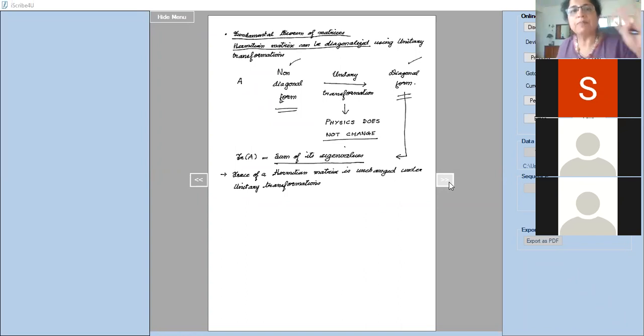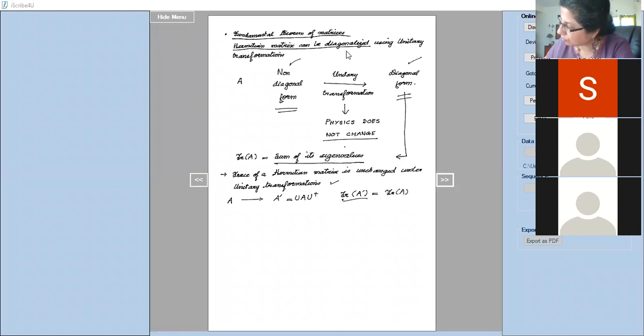Okay, so we will prove it now. So how do we prove it? Let us imagine that you have an operator A which has gone to an operator A prime, which is nothing but U dagger A U. And what we have to prove is that trace of A prime is the same as trace of A.